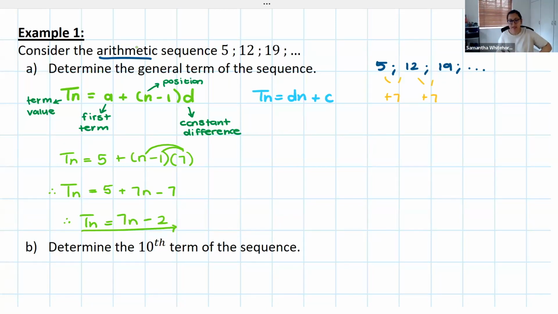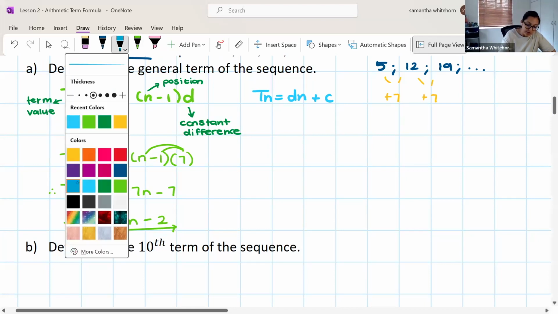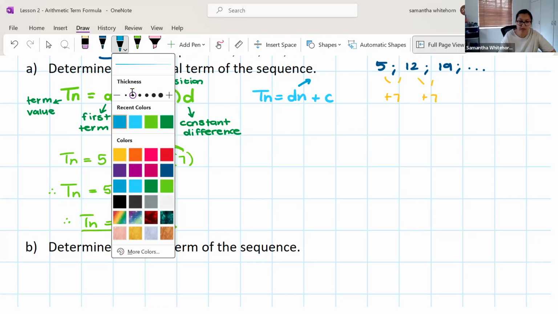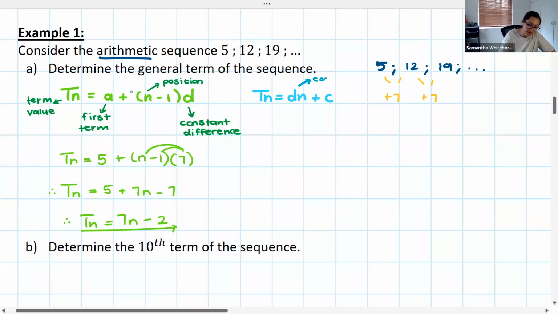Right, so quite nice and easy. Like I say, you've been doing these since grade 8, grade 9. It shouldn't be anything too new. What might be new is the blue formula that I have here. Now, just so that we know, again, Tn and n represent the same thing as usual. It is still n your term position and Tn your term value. But now d is representing your constant difference.